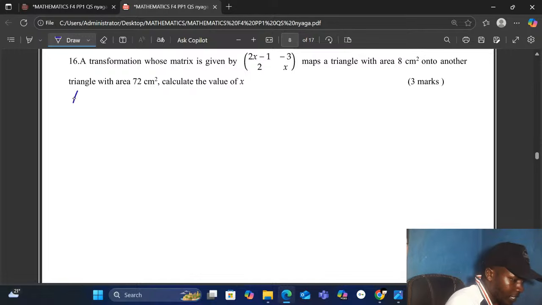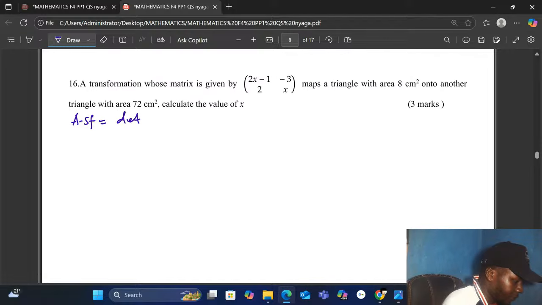So we can solve this by having our area scale factor equal to the determinant. We know that. Now the determinant, we know how we find the determinant. We shall have x into 2x minus 1, minus, so it is this times this minus this times this. So that is how we do.